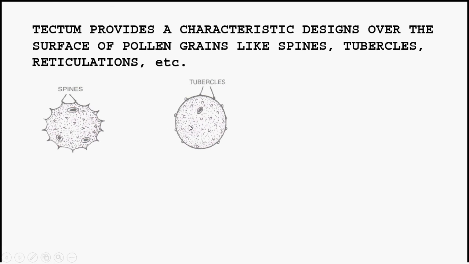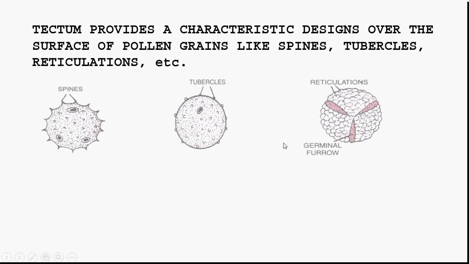And in the second picture, this pollen grain surface has tubercles, that means tube-like structures formed on the surface of the pollen grain. And in the third picture, reticulations are present on the surface of the pollen grain. All these different surfaces on the pollen grain are due to tectum.